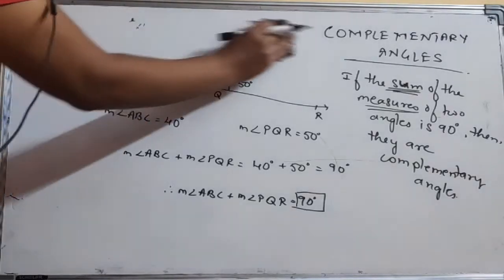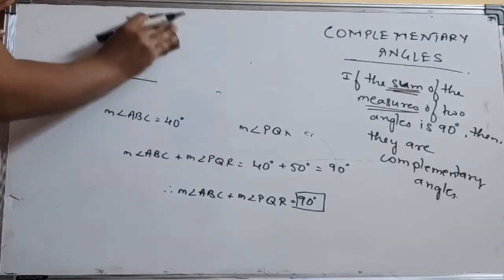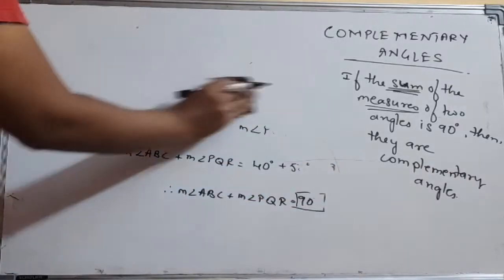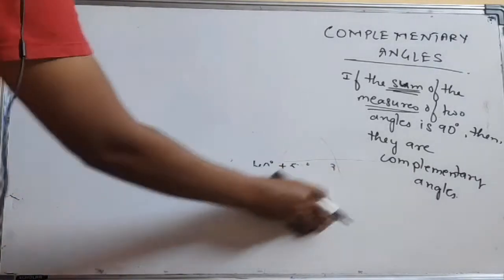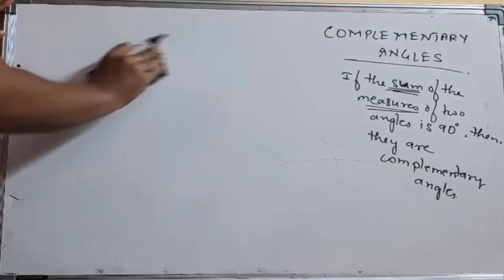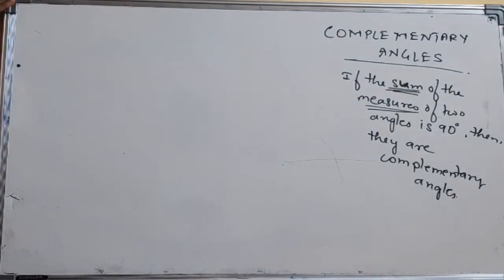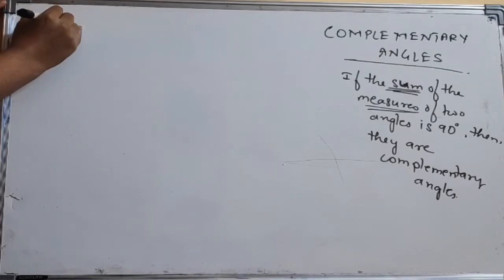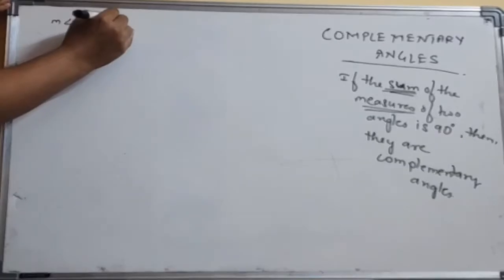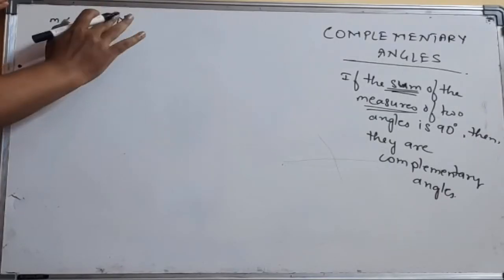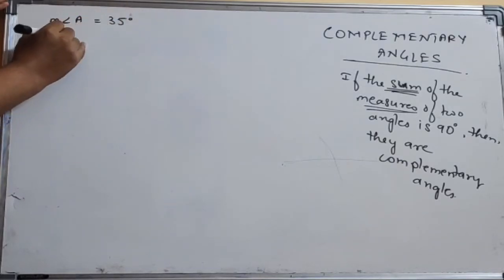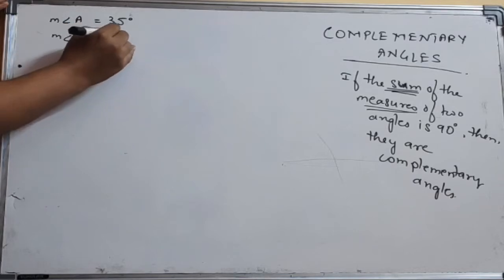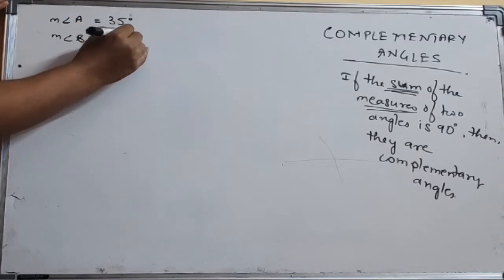Now let us look at one more example. I'm not going to draw a diagram this time. I'm just going to use notations. So consider that measure of angle A is 35 degrees, and measure of angle B is 45 degrees.